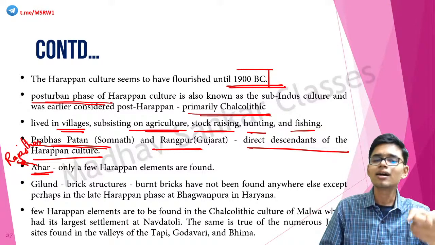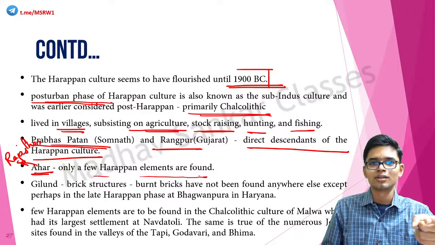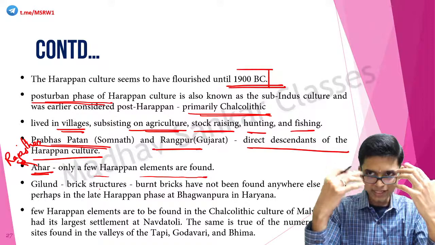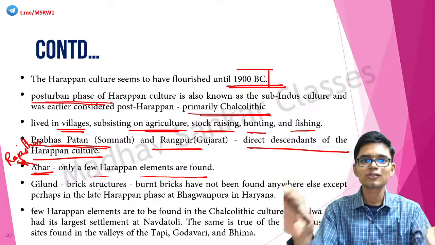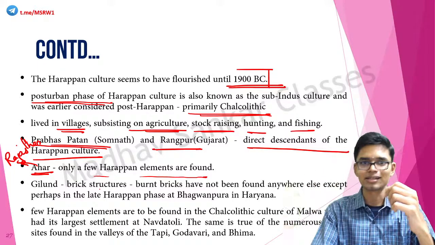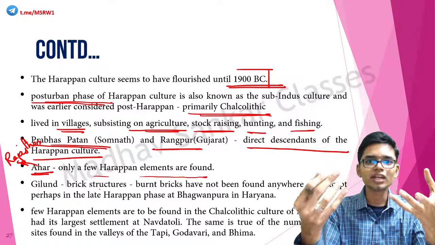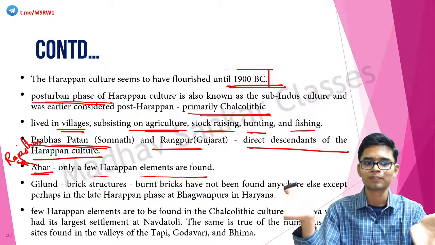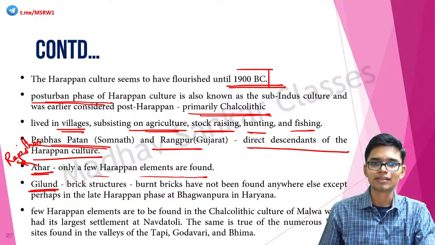Okay, and in Ahar, only a few Harappan elements are found. So, once the major phase of Harappan civilization is over, in some parts of the previously Harappan society, we can see certain descendants of Harappan culture. But in others, we see only very few influences of Harappa. Another one, Gilund, again in Rajasthan.